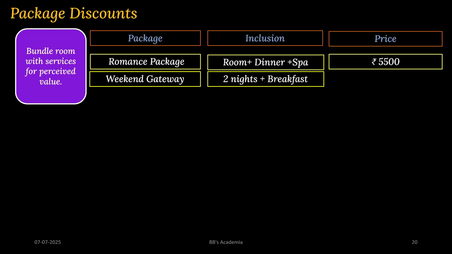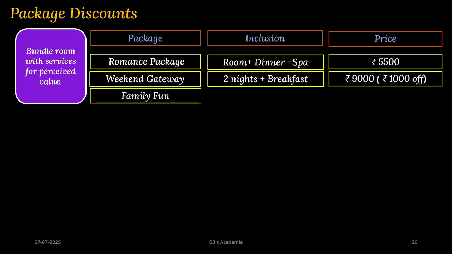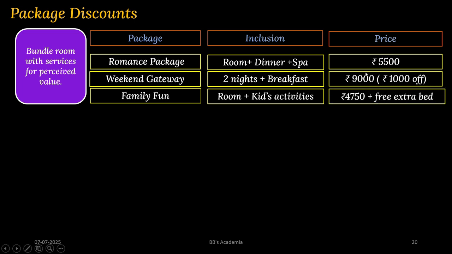Weekend getaway, 2 nights with breakfast, 9,000 rupees. Rack rate, you remember 5,000 rupees. So if you get two and two on the basis of rack rate, it should be 10,000. We are giving 1,000 rupees discount, attracting the guests on the weekends, because normally the weekends people are not coming to the hotels. Family fun, that can be another package. Room plus kids activities you can attach to that value addition. This is the price plus free extra bed for one kid. So this kind of package discounts we can offer.